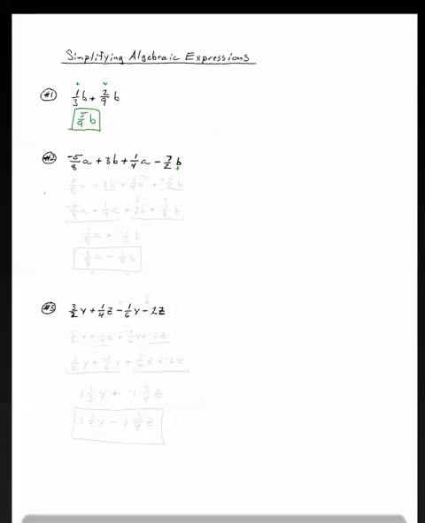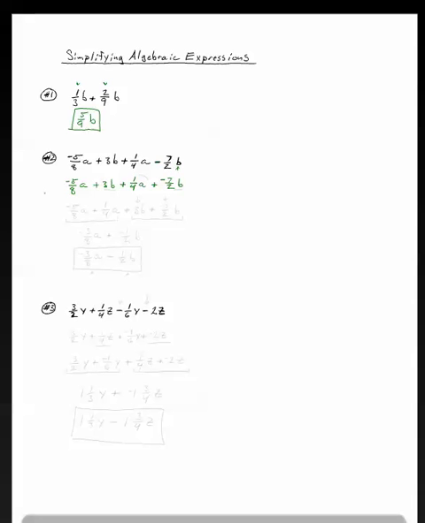So in this first step, all I'm going to do is change this minus a positive 7 into plus a negative. So I'm going to rewrite this as negative 5/8 a plus 3b plus 1/4 a. And then instead of minus positive 7/2, I write this as plus negative 7/2 b.